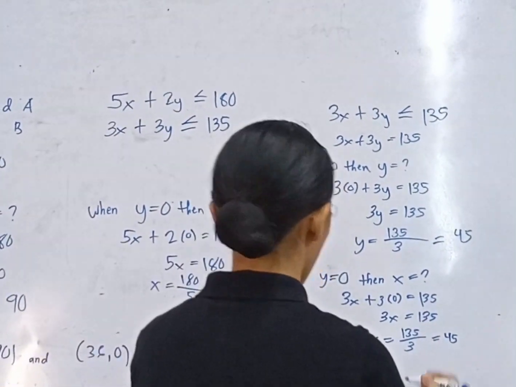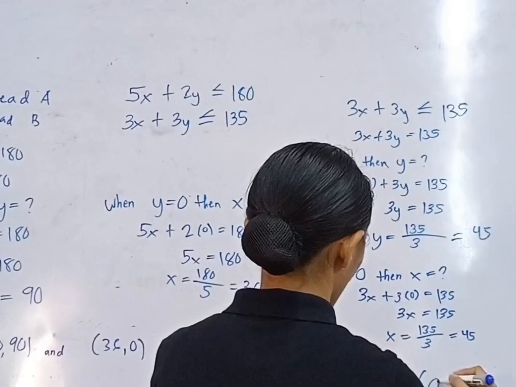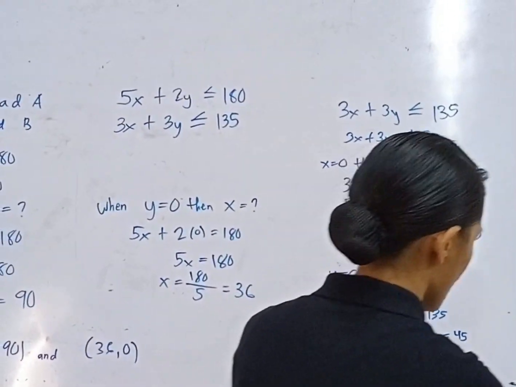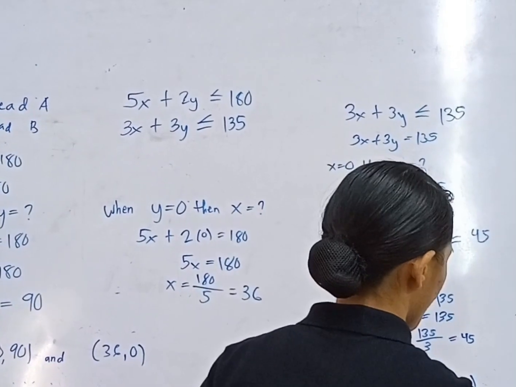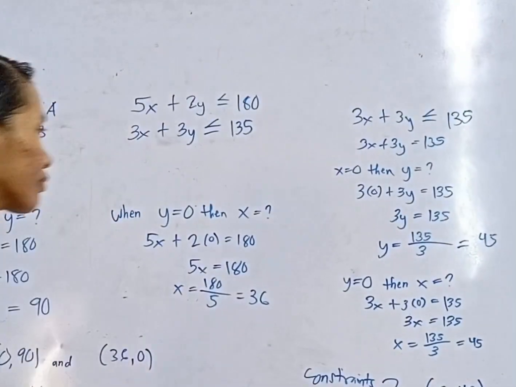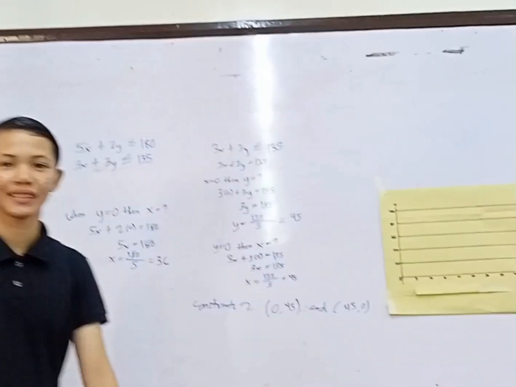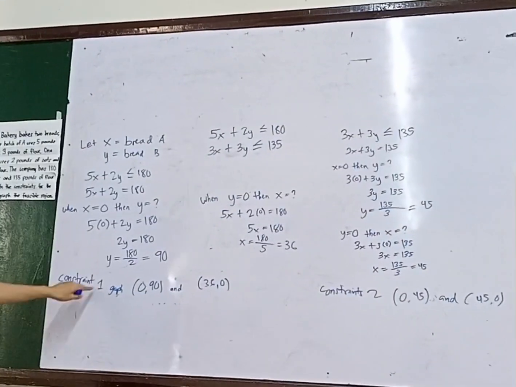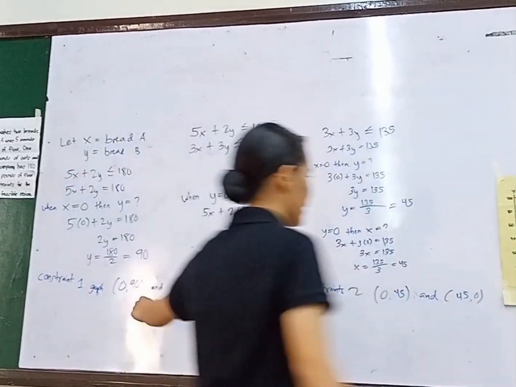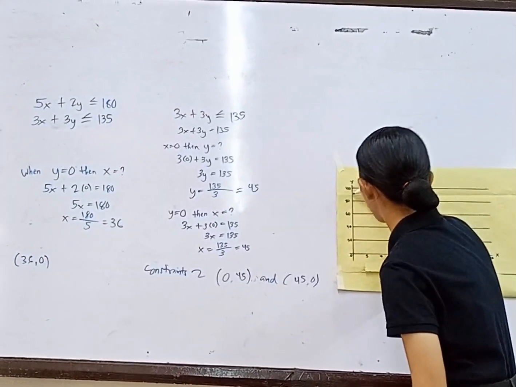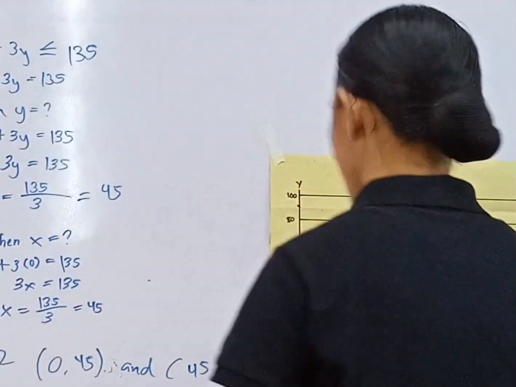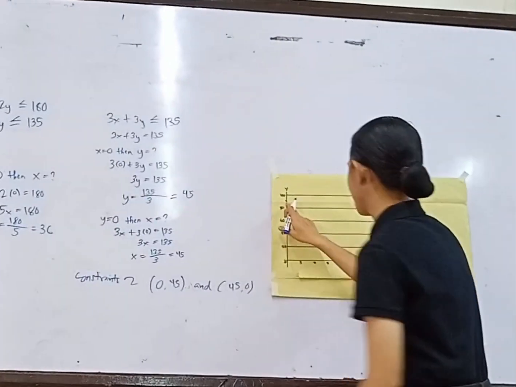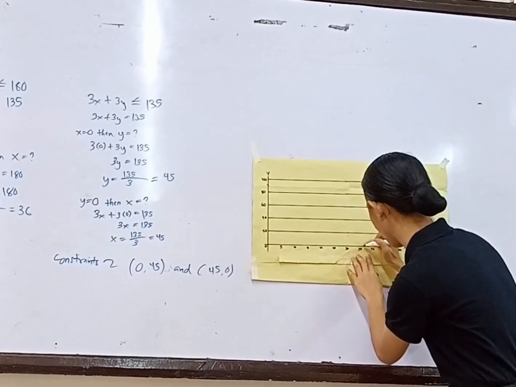So the constraint number 2 graph is (0, 45) and (45, 0). So we graph. First is constraint 1, 90 here, and 36 here.